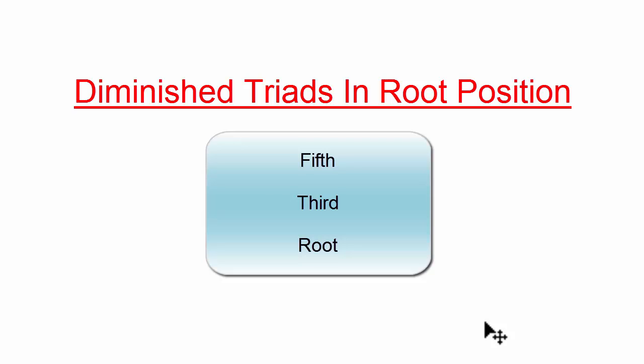If all triads are built using a root, a third, and a fifth, then a diminished triad is built specifically using a root, a minor third, and a diminished fifth.